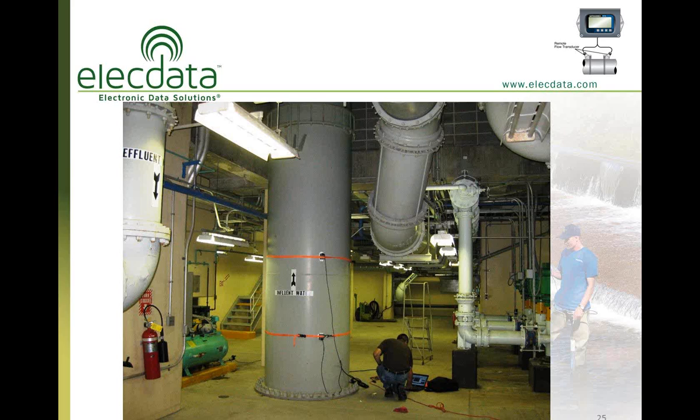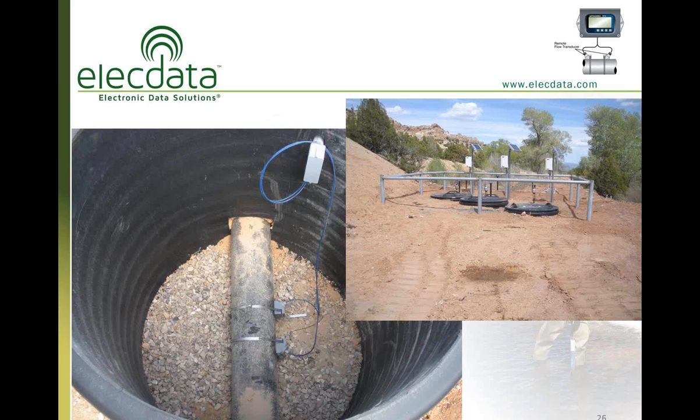A lot of people, when they're making flow measurements on larger pipes, as shown in this meter, will just use some ratcheting tie-down straps to hold the sensors in place. The system is also good for permanent locations.